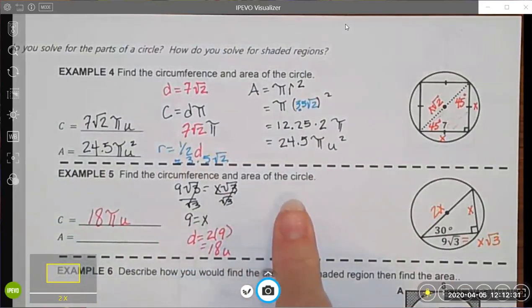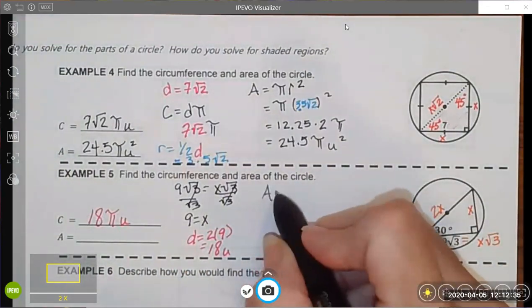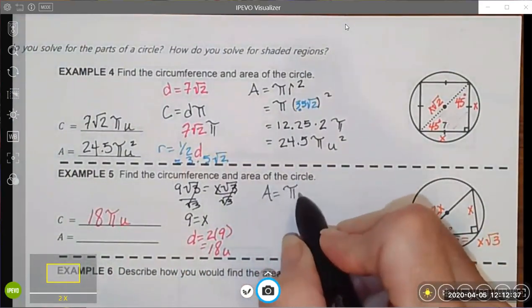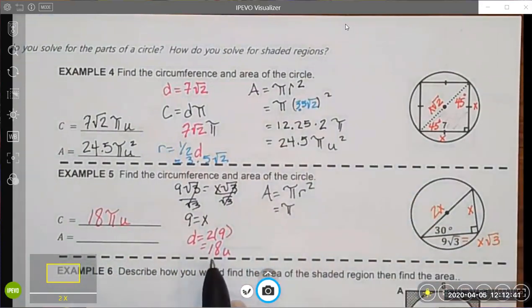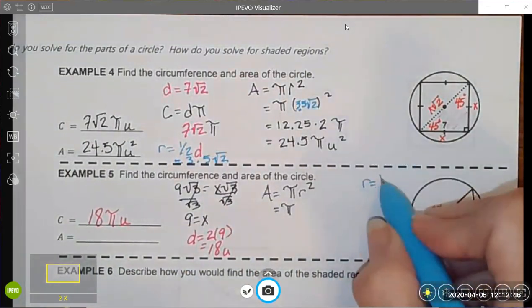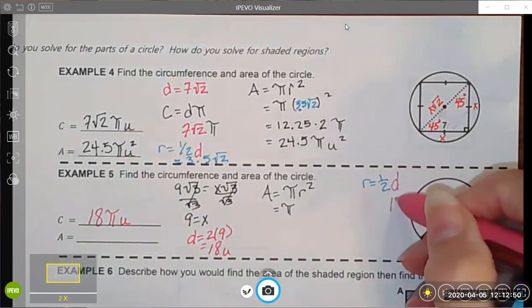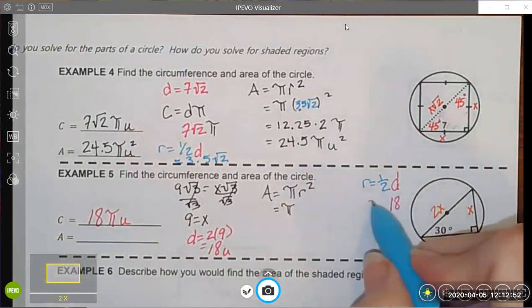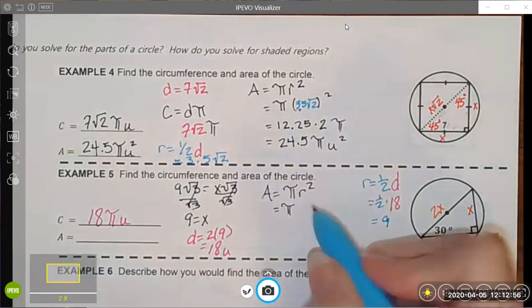To find my area, I'm going to need to use my area equation, pi times the radius squared. To find my radius, I take half of my diameter. I'll do that over here. Half of my diameter. My diameter was 18. When I take half of that, I end up with a radius of 9.